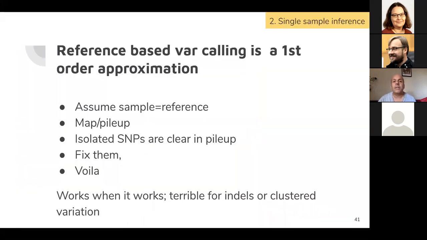Okay, I want to talk about single sample inference. Reference-based, normal variant calling is basically a first order approximation. You assume the sample is equal to the reference, you map your reads, do a pile up, and in the simplest stories, you look for isolated SNPs, which are clear, they're obvious in the pile up, you fix them and you're done. This works really well when it works. It's really bad for indels, and it's a pain when there's clustered variation, but it does work.